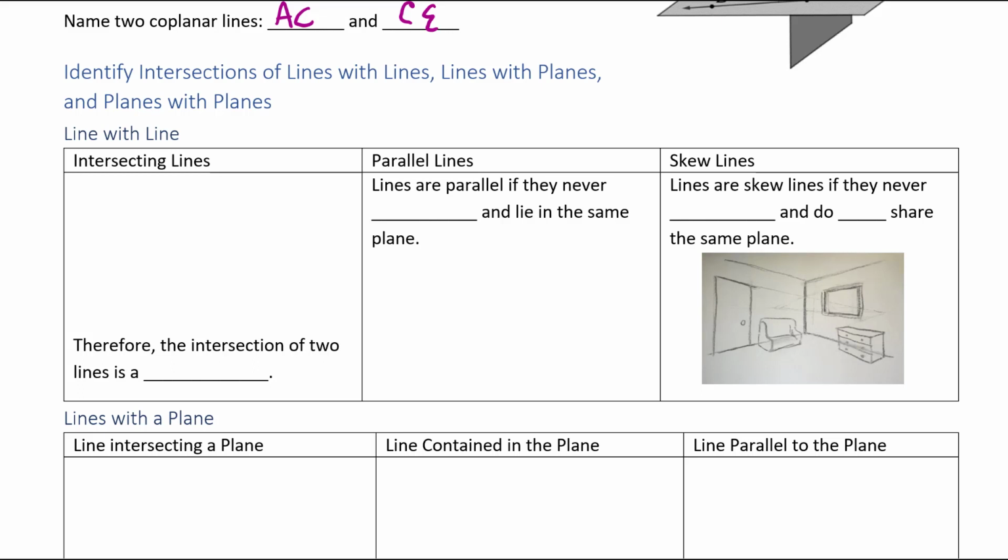Next, we want to discuss how lines intersect with other lines and planes, and how planes intersect with other planes. So the first one, we have intersecting lines, line with line. If we have, let's say, line L going this direction and line M going this direction, notice that the intersection of those two lines is a point.